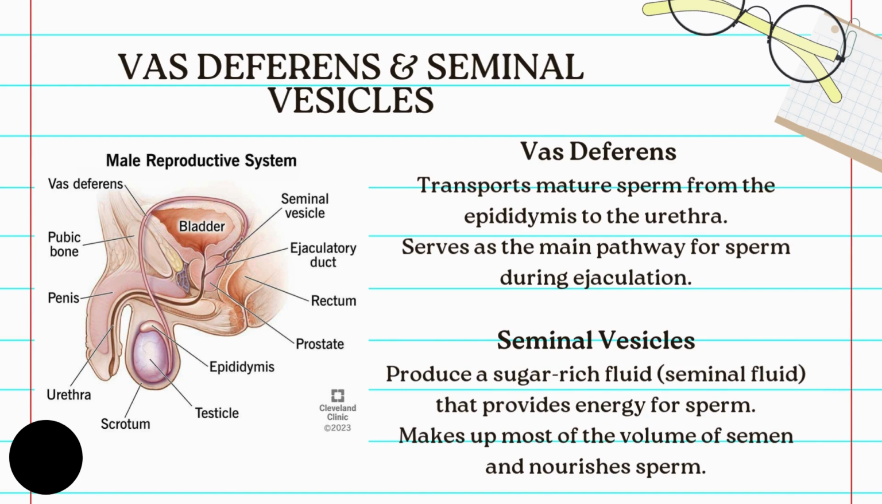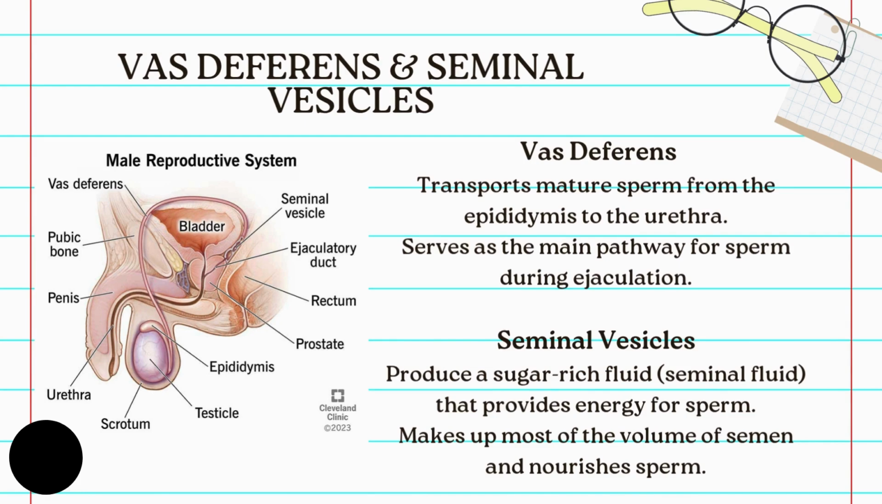It will use the vas deferens to travel out of the epididymis to make its way to the urethra. So that is the main function of the vas deferens, to serve as a pathway for the sperm to swim out of the male reproductive tract as it makes its way to the female reproductive tract. And as it's going, it's going to pass by the seminal vesicles.